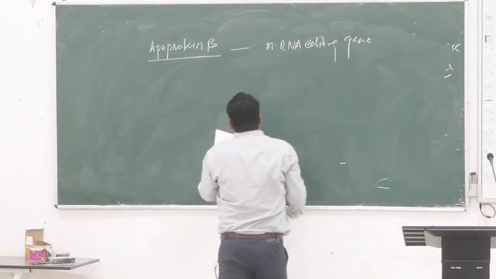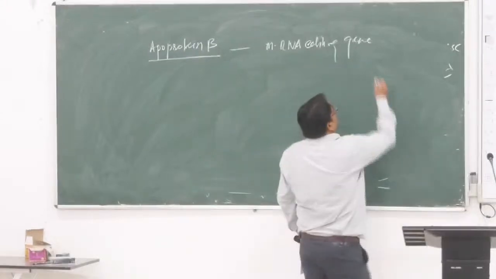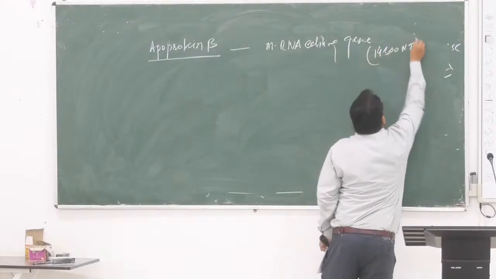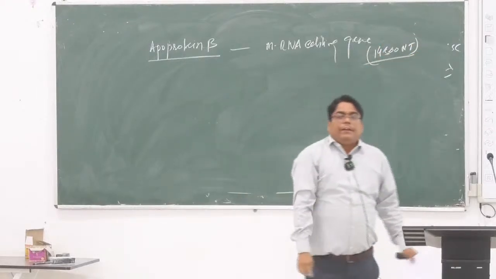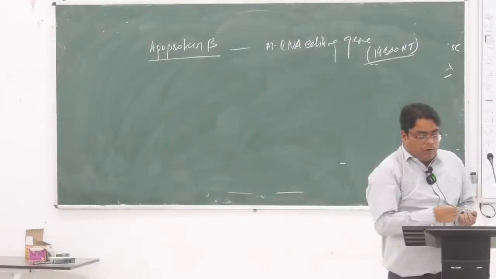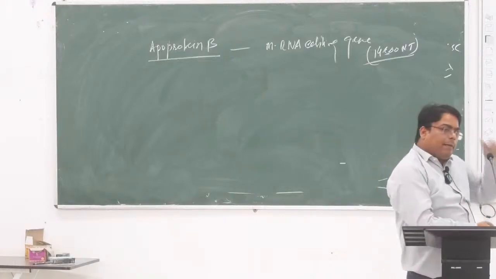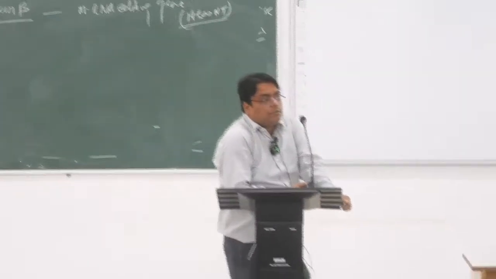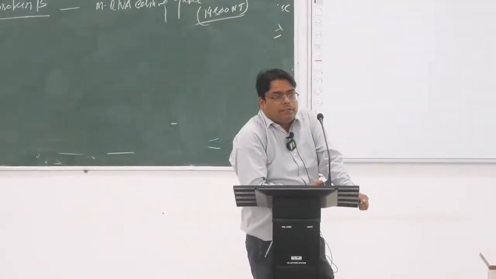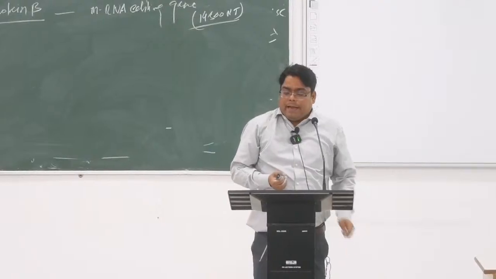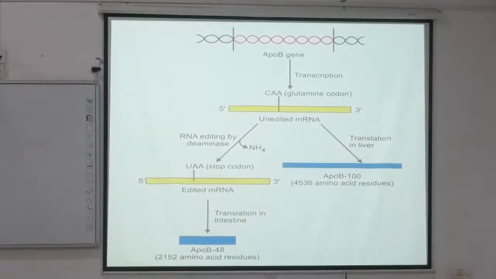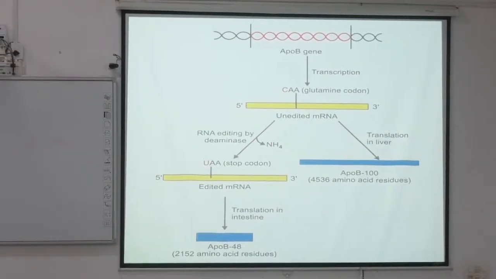And this gene contains 14,500 nucleotide base pairs for the synthesis of ApoB100 protein, which is mainly the protein in LDL molecules, low density lipoprotein molecules. Simply we understand that this is the ApoB gene, which contains different nucleotide base pairs.